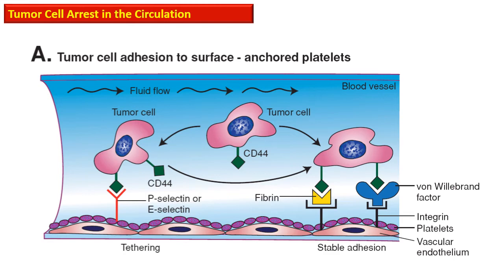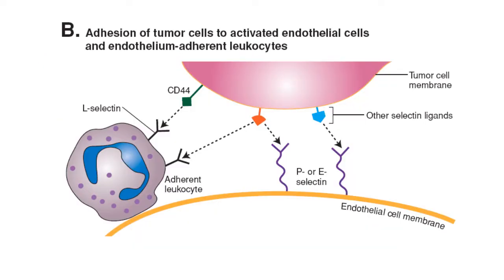So the binding of the tumor cells to platelets requires P-selectin and the platelet integrin that is responsible for the recognition of CD44 via von Willebrand factor or fibrin. Tumor cells also bind with leukocytes or with the endothelial cell membrane through CD44 and other selectin ligands, that are the P or E selectins.